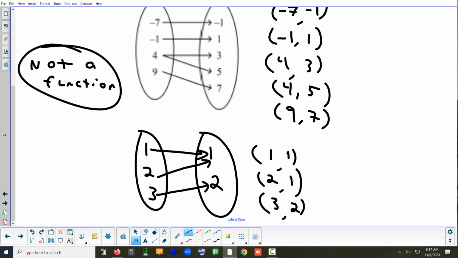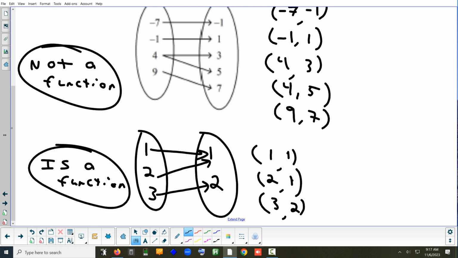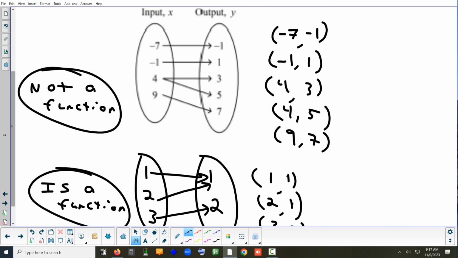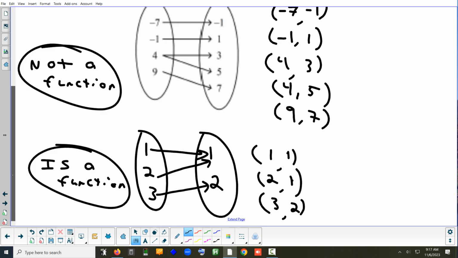But does that repeat matter? Why doesn't that repeat matter? I thought repeats were what made it not a function. Because it's a y that's repeating, not an x. Repeating y's, we don't care about that. That's fine. It's just repeating x's. Okay, so that is a function. Again, that wasn't an example on your guided notes. It's kind of similar to that one, which is why I wanted to show it.